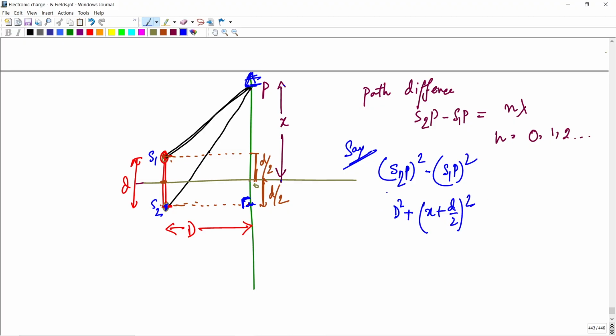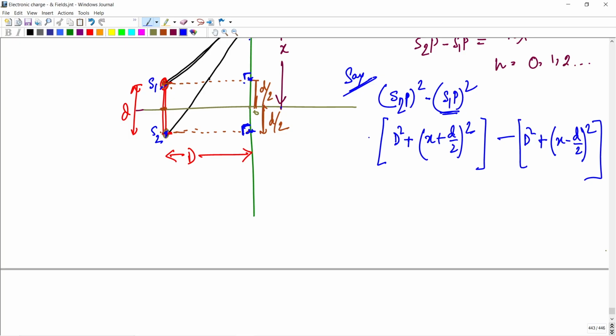Okay, and now what is the S1P? So for the path S1P, we similarly consider the right angle triangle A, S1 and this point. We apply the Pythagoras theorem. S1 to some length here is the base, and that is the perpendicular. Base square plus perpendicular square gives the hypotenuse square. So the hypotenuse S1P squared is D square plus (x minus d by 2) whole square.